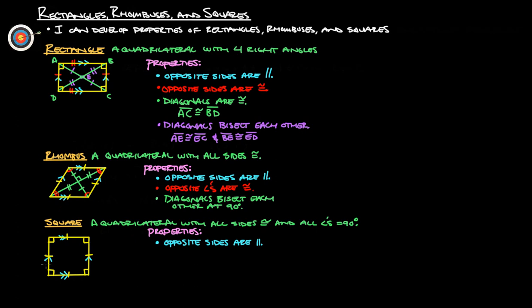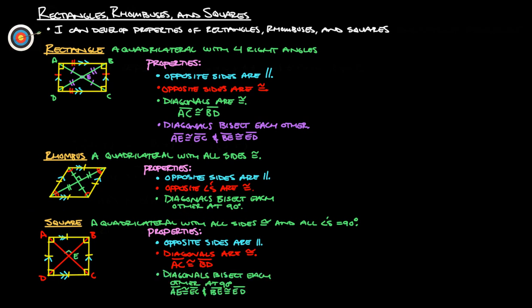Opposite sides are parallel. Also, the diagonals are congruent. And then also the diagonals bisect each other at 90-degree angles. So that actually means they bisect each other, and since they're congruent to start with, all of these little diagonal pieces, AE, BE, CE, and DE, are congruent. All right, let's put some of this to use.